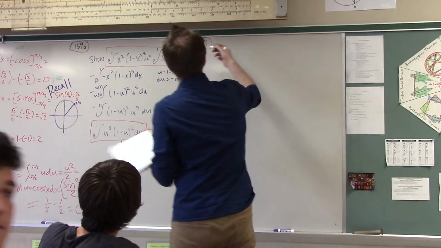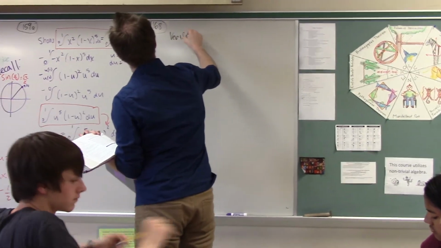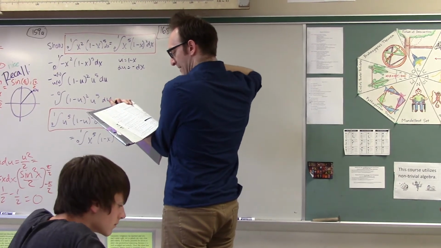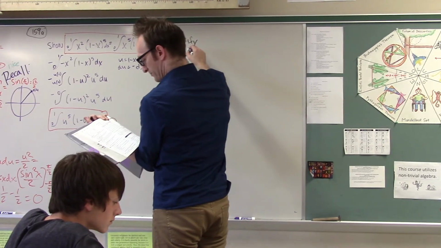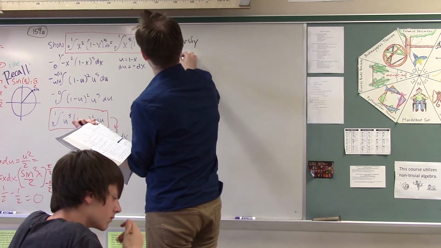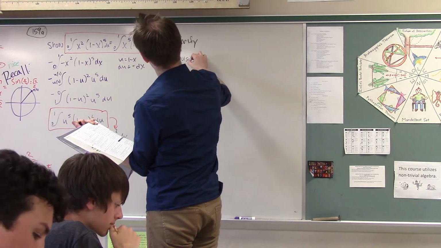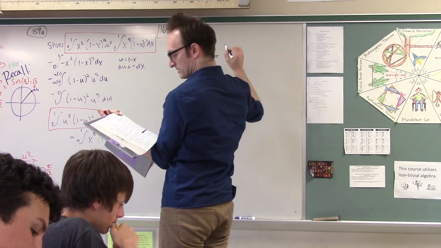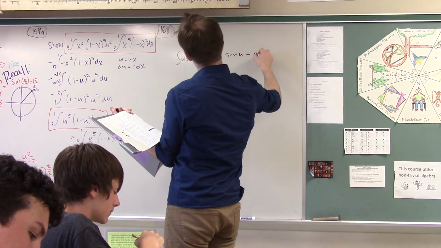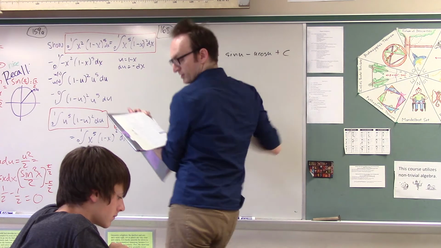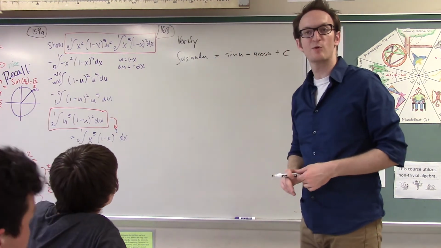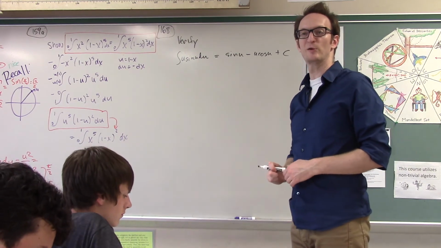Okay, the last problem, which apparently scared you guys off, said verify, and can someone erase that board also while I start? It said verify that the antiderivative of u sine u du is sine u minus u cosine u plus c. In other words, they're basically just telling you that this is the antiderivative, but they want you to check to make sure that it really is.